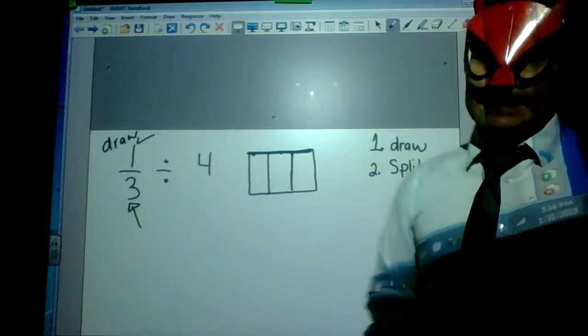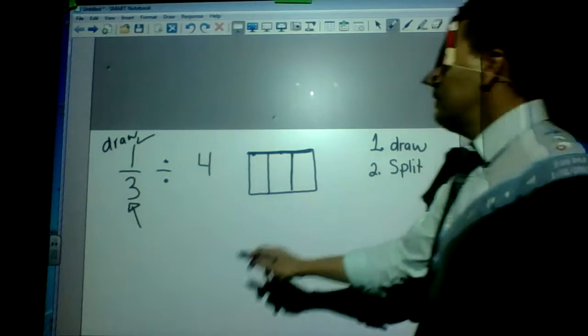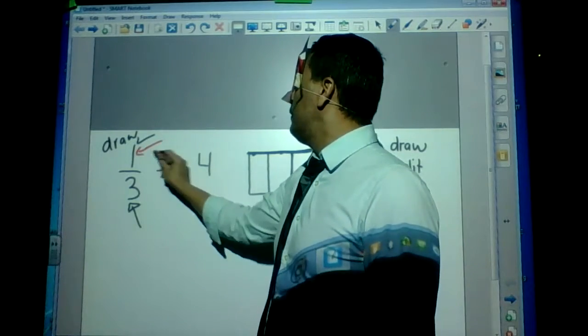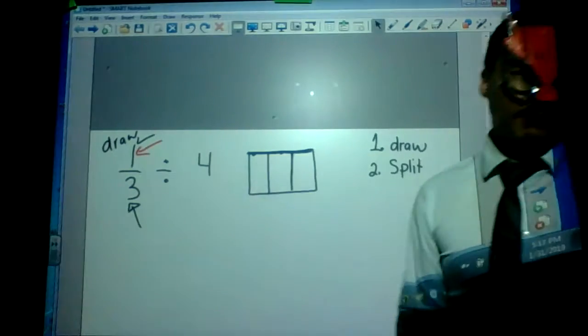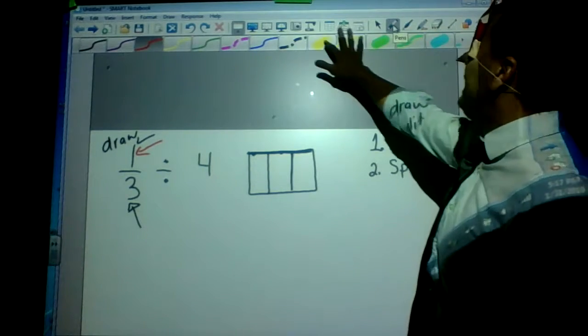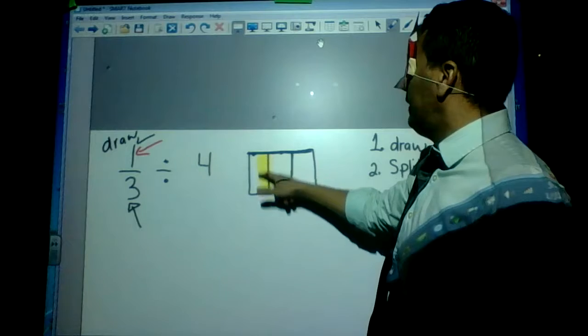That's what I needed. On that house, I need to shade only one part in it. You with me? So we are going to shade only one part in the house.